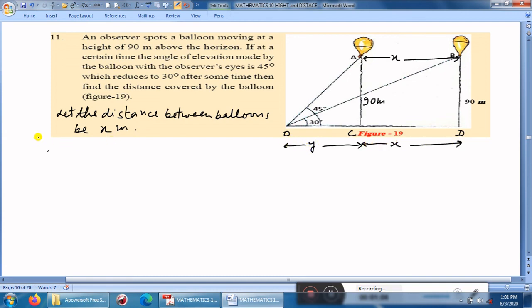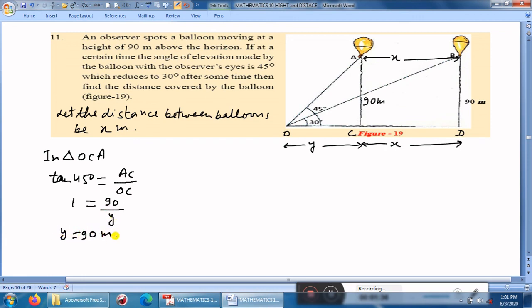Now taking the triangles. In which triangle? It is OCA. In OCA, tan 45 degrees is equal to AC upon OC. Tan 45 is 1. AC is 90 and OC is y. So y is equal to 90 meters. So it is your first equation.